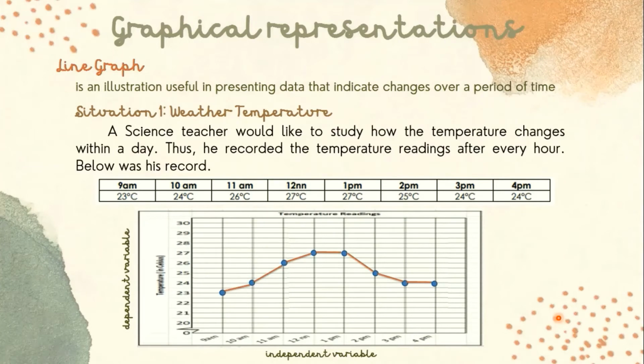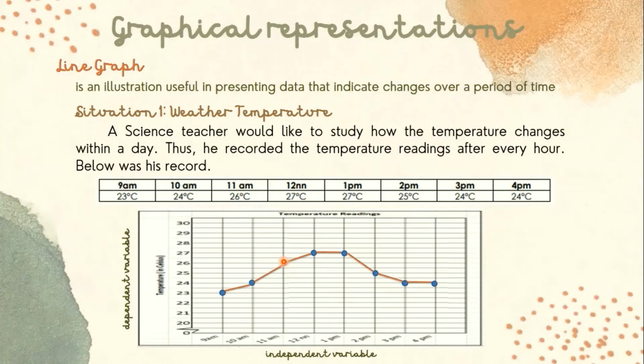Next question, what is the increase in temperature between 9 and 11 a.m.? Ito yung 9 a.m., ito naman yung 11 a.m. Disregard muna natin yung 10 a.m. dahil ang question natin ay 9 and 11 a.m. Ang difference nila ay from 23 ng 9 a.m., 11 a.m. naging 26 degrees Celsius. So there is a difference of 3 degrees Celsius from 9 to 11 a.m.